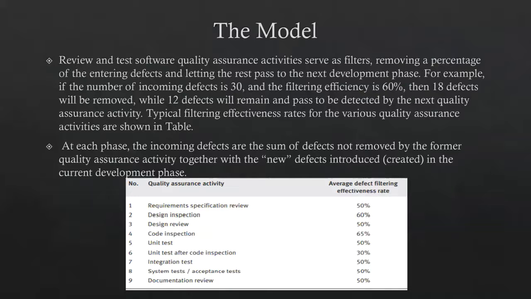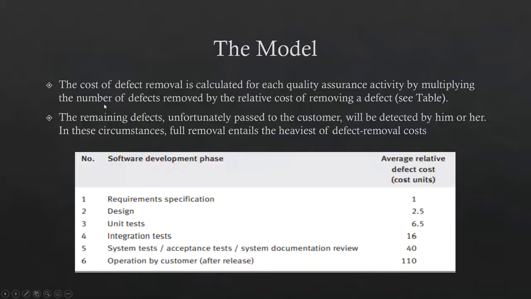Typical filtering effectiveness rates of various quality assurance activities are shown in the table. You can see the effectiveness rate. I already showed you before. As you can see here, code inspection takes the biggest part as before. The cost of defect removal is calculated for each quality assurance activity by multiplying the number of defects removed by the relative cost of removing a defect. That will show us the cost units.